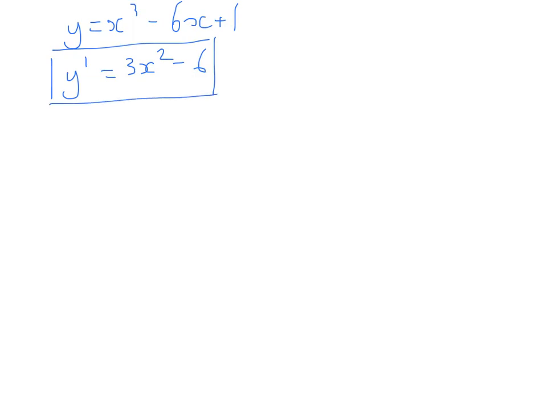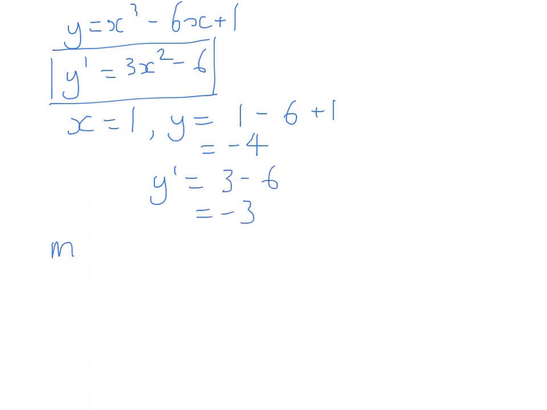We don't need our second derivative. When x equals 1, I'm going to substitute back into my original and find that y equals 1 minus 6 plus 1, which is negative 4. And when x equals 1, my first derivative equals 3 minus 6, which is negative 3. Alright, that means the gradient of my tangent equals negative 3.